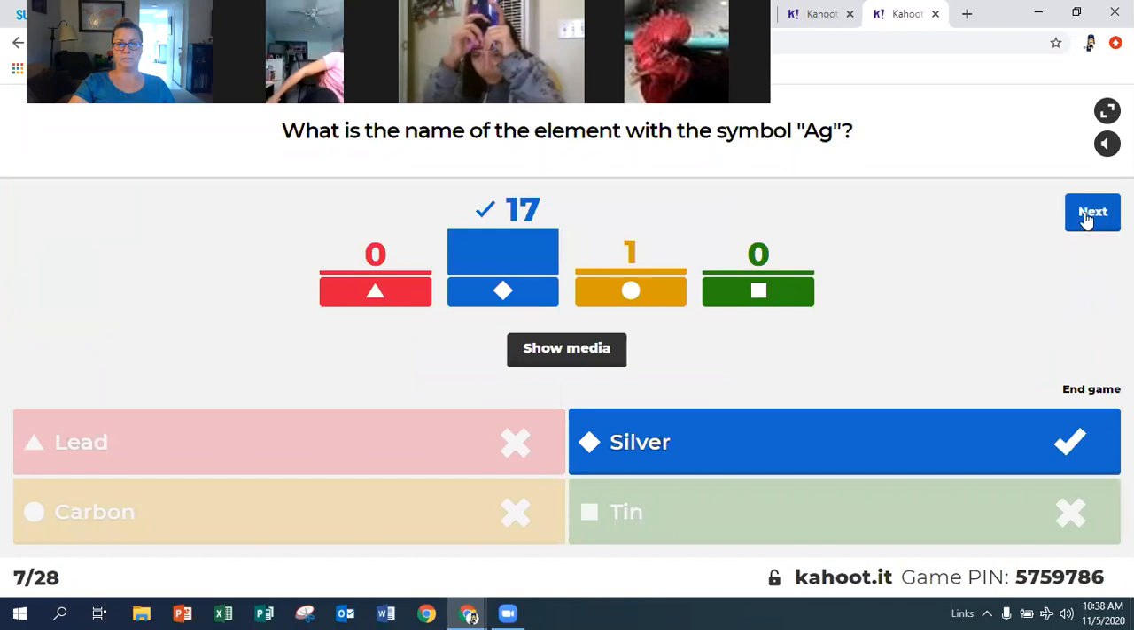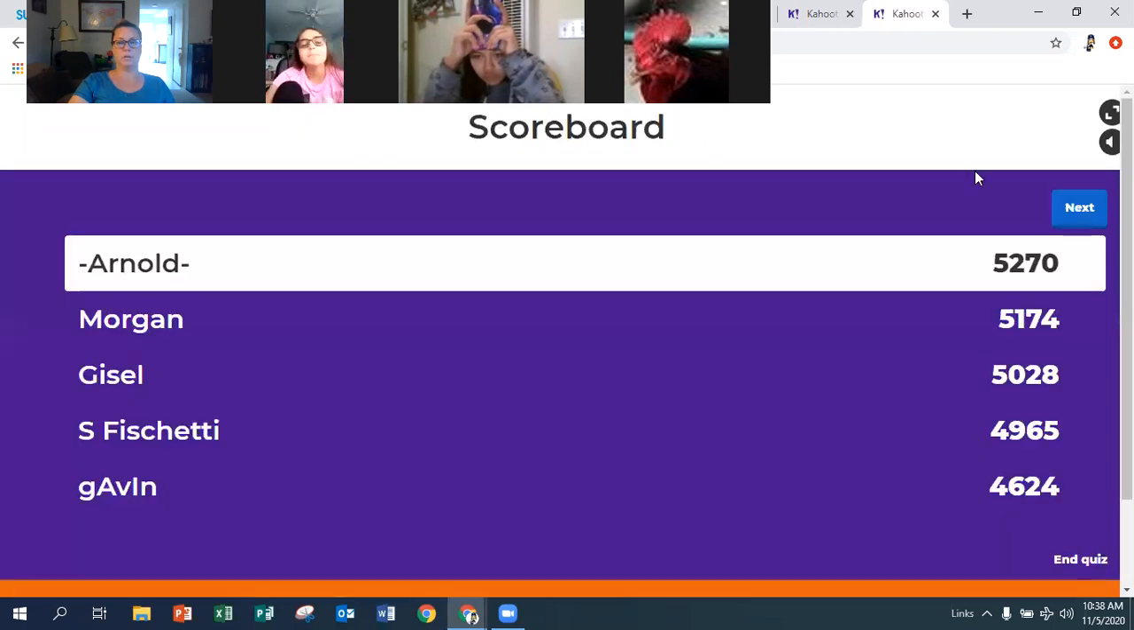Ag is silver. Whoa, carbon is C. All right, little movement there.